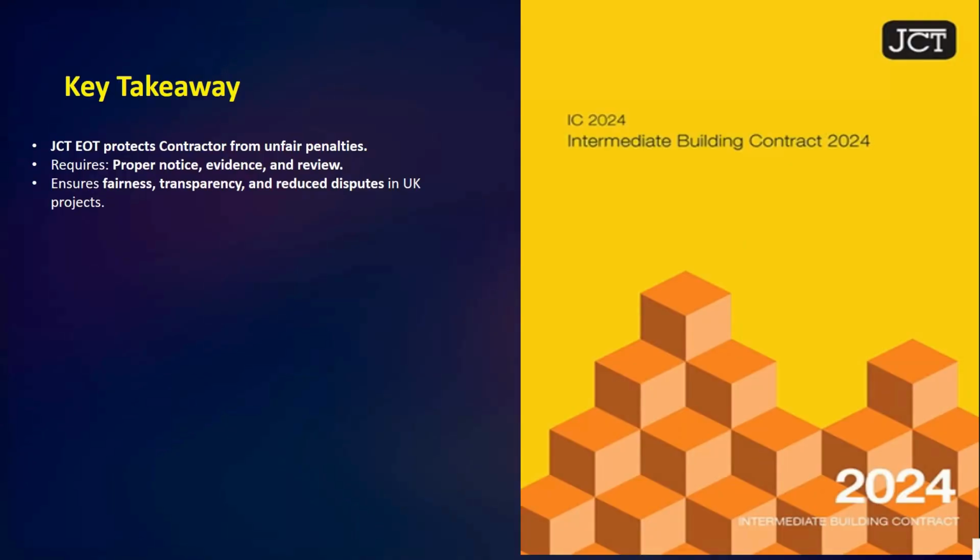Next we have the key takeaways. JCT contracts give a clear and fair method to manage time delays. Contractors must give early notice and provide evidence for their EOT claims. The architect or contract administrator must act fairly and independently when assessing them. Proper documentation and communication are key to avoiding disputes. In short, JCT's EOT system helps to keep projects fair, transparent, and well managed.